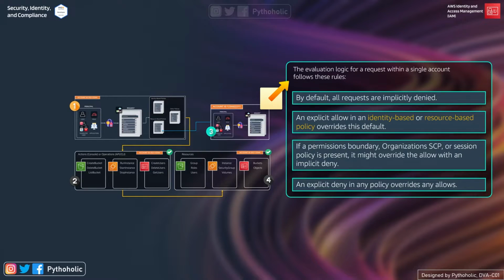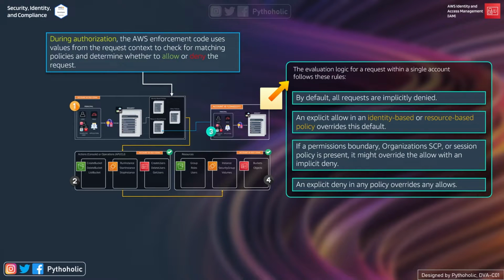The last one that we have here is an explicit deny in any policy overrides any allow. As I already told you, there might be multiple statements or multiple policies attached to a particular request. In that case, AWS performs a logical OR operation, and if one of them has an explicit deny, the request will be denied. This is interesting because let's suppose you have 5 policies for the resource, and out of them, if one has an explicit deny, then it will override all the allows.